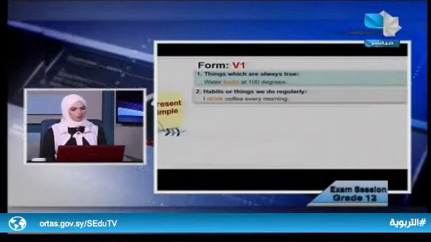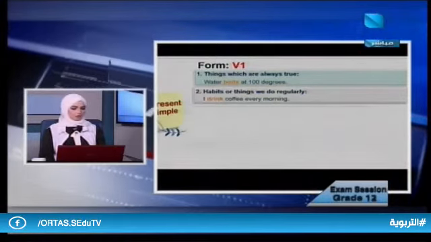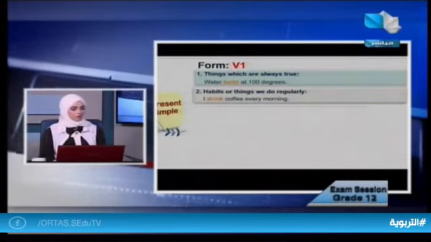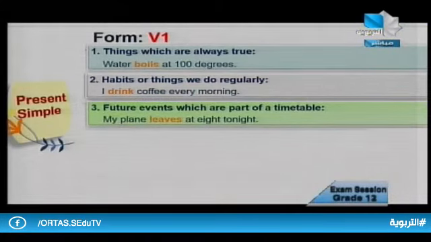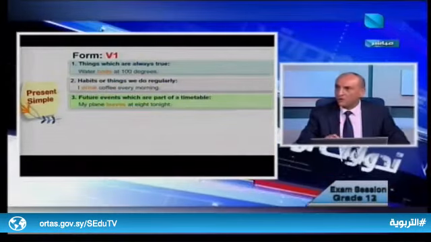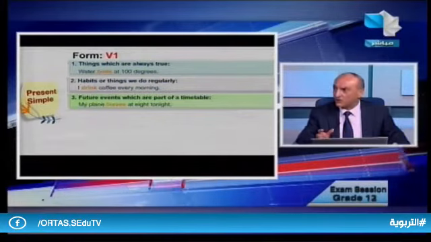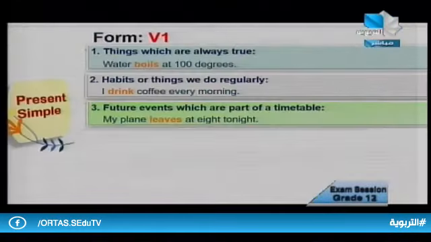We use it also to talk about habits or things we do regularly. For example, I drink coffee every morning. Here, drinking coffee is a habitual action. We use it also to talk about future events which are part of a timetable, I mean a fixed arrangement. For example, my plane leaves at 8 o'clock. Here we are talking about a schedule or a system that cannot be changed by humans. We are talking about, let's say, an airline company. We have some rules, a system, so we cannot change anything. It's just like a rule.